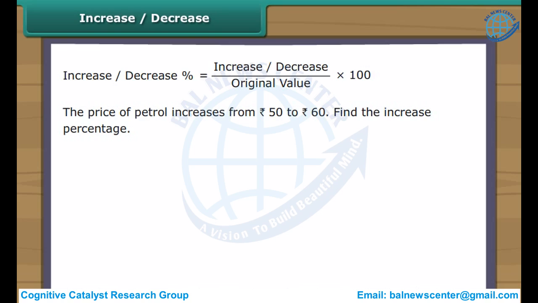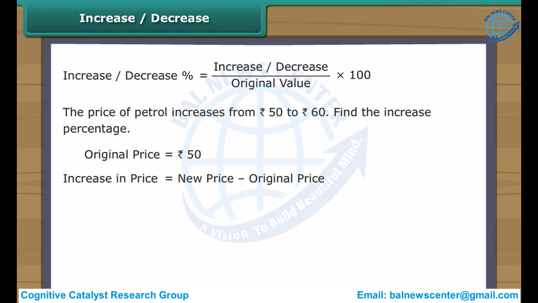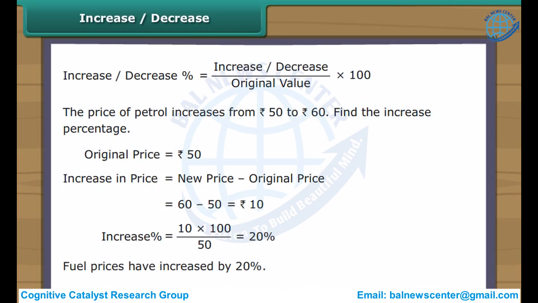The price of petrol increases from rupees 50 to rupees 60. Find the increase percentage. Here, original price is rupees 50. Increase in price is equal to new price minus original price, which is equal to 60 minus 50, which equals rupees 10. Increase percent is equal to 10 into 100 upon 50, which is equal to 20%. So, the fuel prices have increased by 20%.